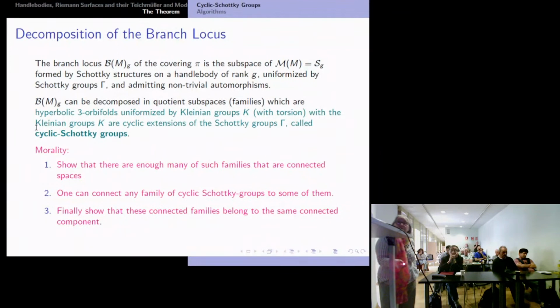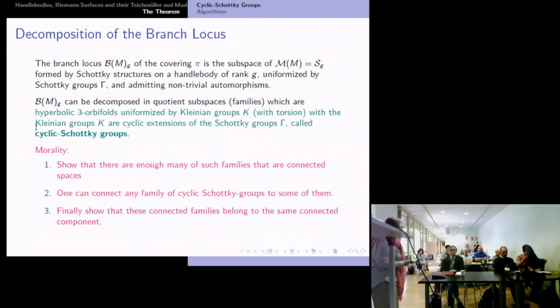And first we have to show that there are not many of such families that are connected spaces, right? And they will be, I will tell you already, given by the automorphisms of the Riemann surface or the handlebody that are involutions. And then we have to find that we can connect these families, which will be given by involutions, to whatever other family given by automorphisms of prime order, right?